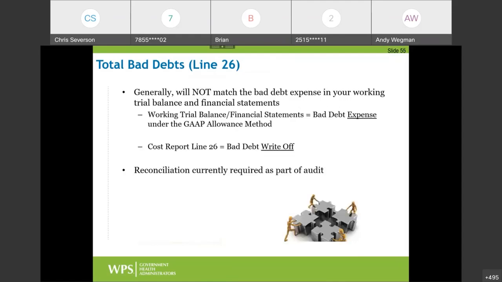As I mentioned before, line 26, even though they have that erroneous label on the front of the cost report, is not a bad debt expense amount. It's a bad debt write-off. That part is very clear in the instructions. So one of the things in the query logic, it asks you to do a reconciliation from the bad debt write-off you're reporting to the actual financial statements or trial balance to the bad debt expense. The key thing is that these are very, very unlikely to be the exact same number. And if we see the same number, we'd be asking questions there.